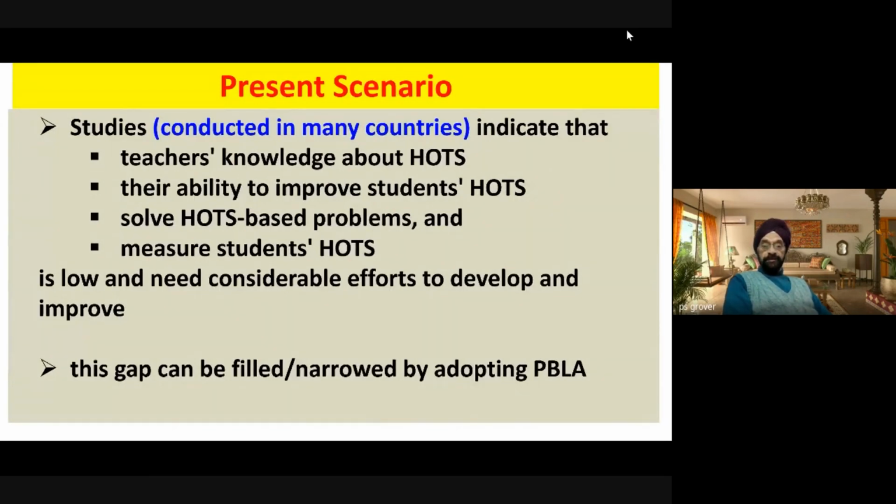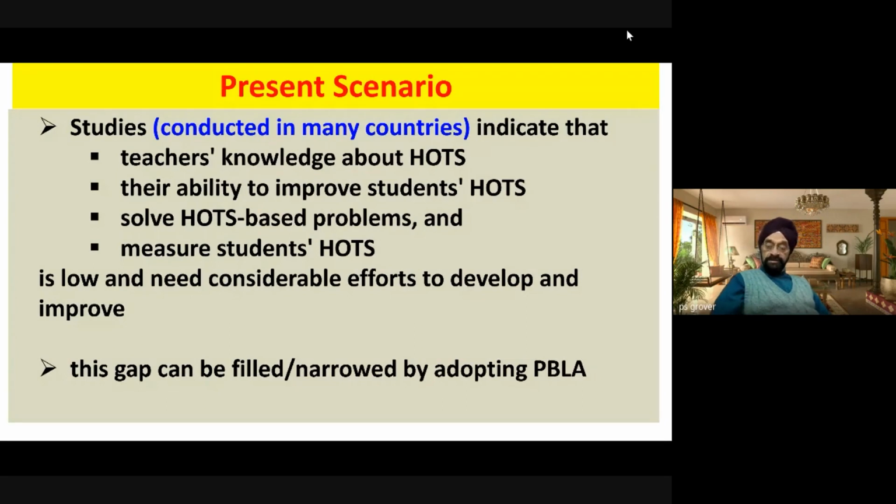Please take it in the right spirit. I'm also a teacher. This is not our fault. Traditionally, we have been following the method of textbook teaching. Then we do the projects, but the projects are done in a way that does not help enhance the learning of the students. So this gap can be filled by adopting PBL.